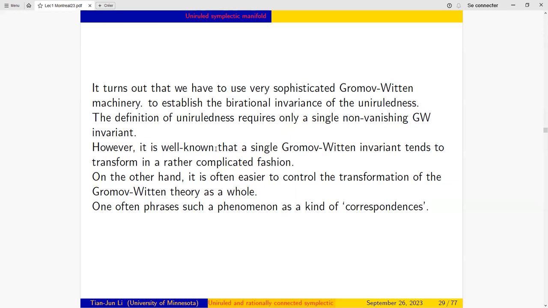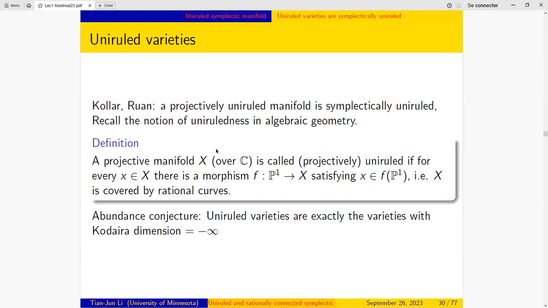Well, you will see in algebraic geometry how it works. Actually, we're moving to uniruled varieties in algebraic geometry, so you see how they are studied, what properties they have, and why they're so important. In the late 80s and early 90s, Kollár first observed that a projective uniruled manifold has non-zero invariants, and then it was generalized to all projective manifolds.